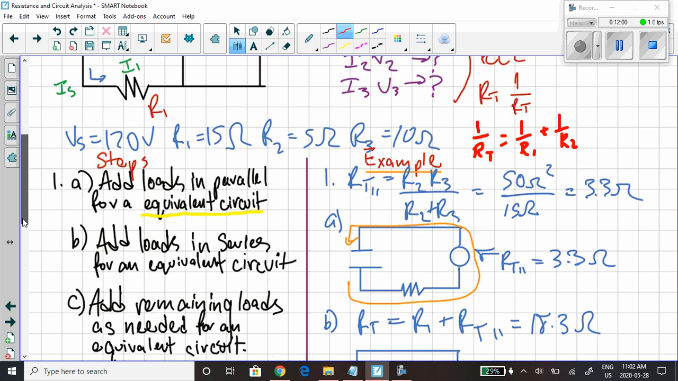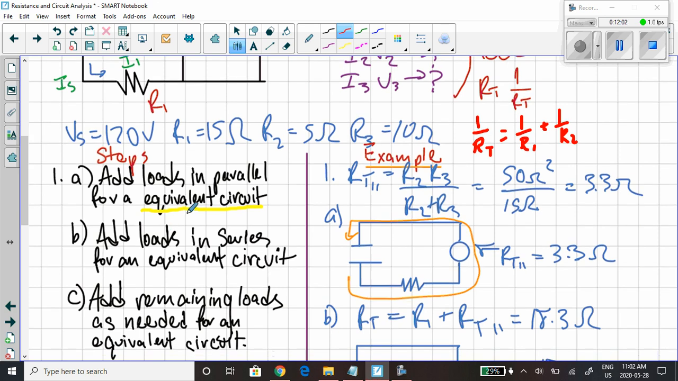Now, let's get back to this equivalent circuit. What I'm going to do now is redraw the circuit, but I'm going to combine those two parallel loads into an imaginary load called R total parallel.